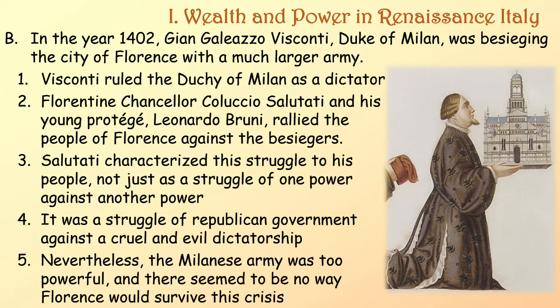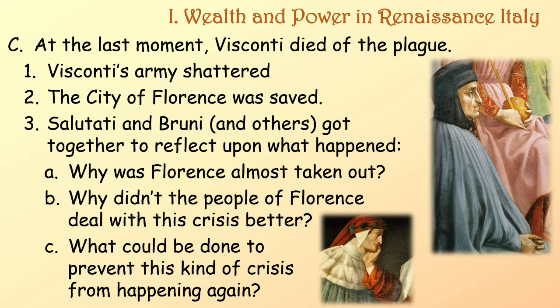Nevertheless, the army of Milan, Visconti's army, was too powerful, and there seemed to be no way that Florence was going to survive this crisis. And at the last moment, Visconti died of the plague, and Visconti's army was shattered, and the city of Florence was saved. And Salutati and Bruni and some others got together to reflect upon what had happened. Why was Florence almost taken out by the Duke of Milan? Why didn't the people of Florence deal with this crisis better? And what could be done in the future to prevent this kind of crisis from happening again?